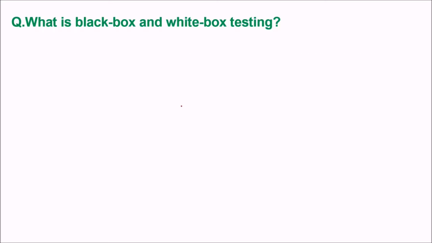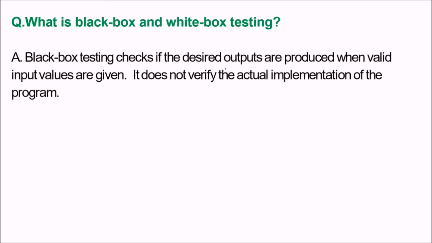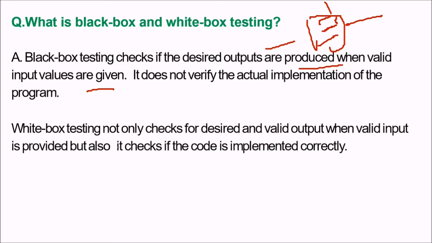What is black box and white box testing? Black box testing checks if the desired outputs are produced when valid inputs are given. Black box means the box is black, you don't see inside, you are not aware of the program construct, you just give input and take the output. So it does not verify the actual implementation of the program. White box testing, on the other hand, not only checks for the desired output when a valid input is provided, but also checks whether the code is implemented correctly or not.